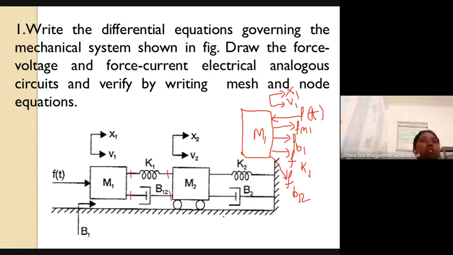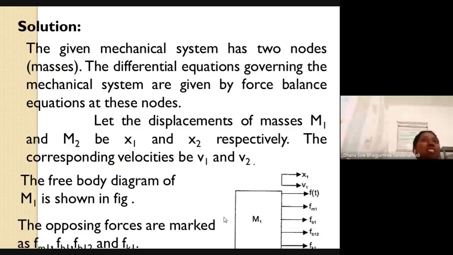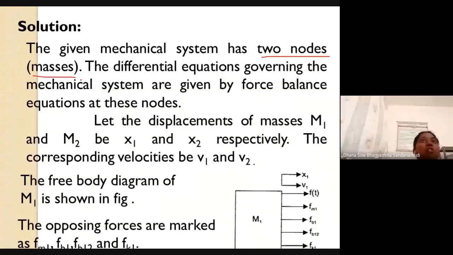Let us see the force balance equations in the solution. This has two nodes, because there are two masses, M1 and M2. The displacements are x1 and x2, and the velocities are v1 and v2. The free body diagram of M1 is this, which I have just drawn.